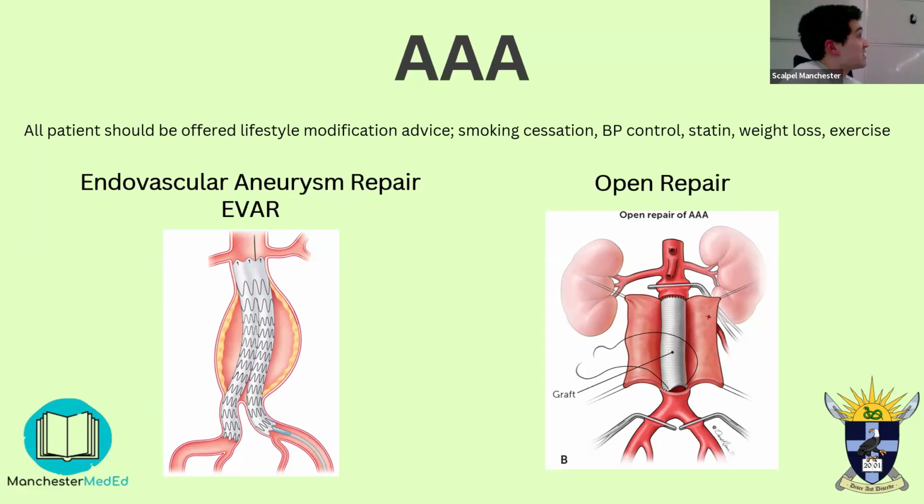Open repair tends to be favored in younger patients because it's believed that it's got better long-term outcomes, fewer chances of what's called an endoleak, where you get a leak going around the graft. But you can see here, I mentioned earlier about the inferior mesenteric artery. If you look at this diagram here, you can see that the inferior mesenteric artery has been sewn shut, and that is fairly common.